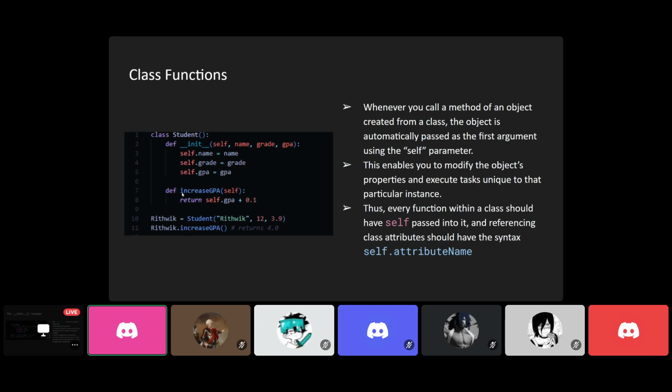So here we have the GPA of Ritwik, 3.9, and we want to increase it. So we have function increase GPA with the parameter self only, and then we're returning self.gpa plus 0.1. So we're just returning the increased GPA, and that's 4.0.